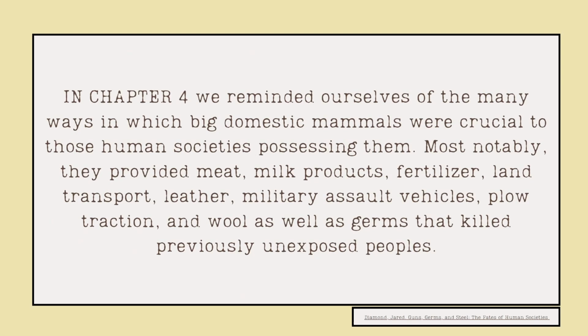In chapter 4, we remind ourselves of the many ways in which big domestic animals are crucial to those human societies possessing them. Most notably, they provided meat, milk products, fertilizer, land transport, leather, military assault vehicles, plow traction, and wool, as well as germs that killed previously unexposed peoples.